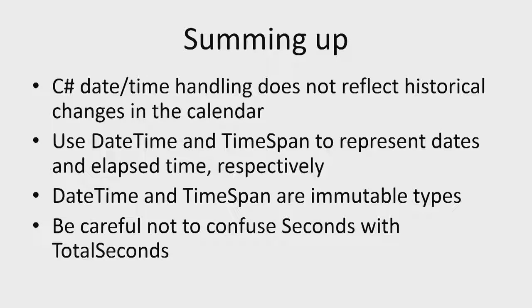You can use DateTime and you can use TimeSpan to represent dates and times and elapsed times, respectively. DateTime and TimeSpan are both immutable types, right? So if you call an AddHours method on one of them, it does not change the variable, it doesn't change the receiver. It returns you a new value that you should then assign to a variable or use in some other way. Right? And be careful to not confuse seconds with total seconds. Be careful to not confuse months with minutes. There are lots and lots of ways to make mistakes here. So just be careful when you're writing code that involves manipulating dates and times.